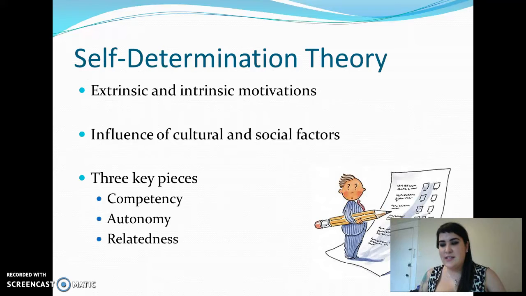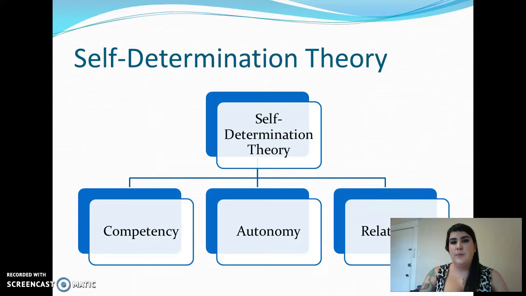Self-determination theory suggests that we engage in behaviors because we want to. It looks at both extrinsic, so those external, and intrinsic, or internal, motivations. And what I really like about self-determination theory is that it looks at the influence of cultural and social factors. There are three key pieces to SDT: competency, autonomy, and relatedness. This is another way of looking at self-determination theory.